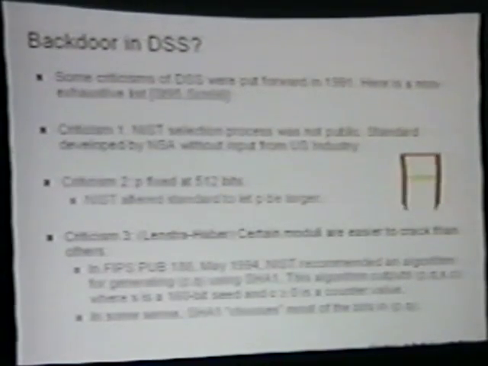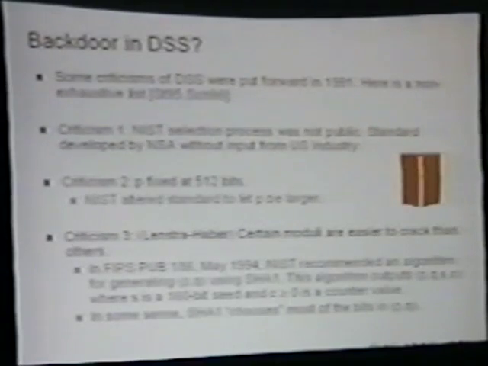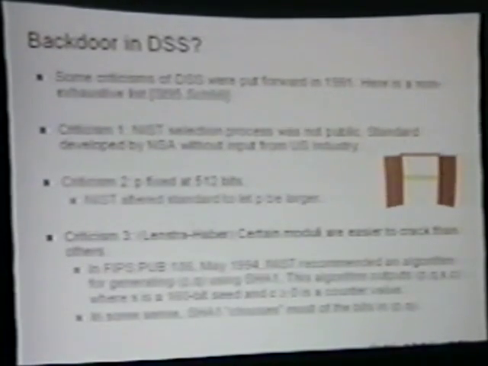And so there were a bunch of criticisms put forward when DSA was introduced. One of the criticisms was that the NIST selection process was not public. So the AES selection process was public, and they actually selected among a set of possible candidates. That's not what happened with DSA. Basically, they said, here it is, guys. And there was some discussion on its merits and lack thereof.